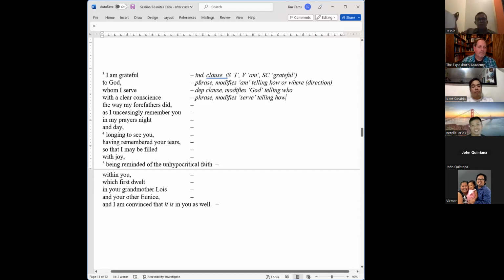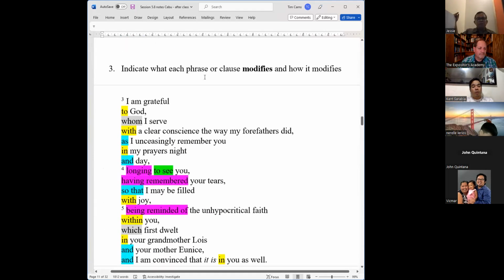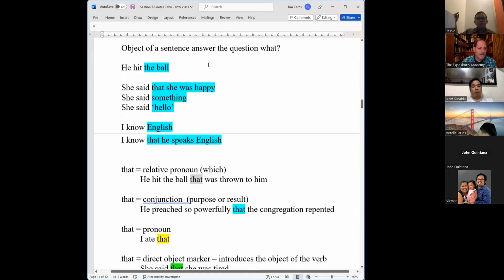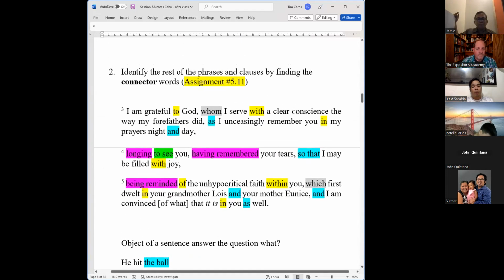Now, in the original sentence up here, in the paragraph, I can get to it. Notice "with a clear conscience, the way my forefathers did." Now, what I did was I broke it here. Let's put it down here.